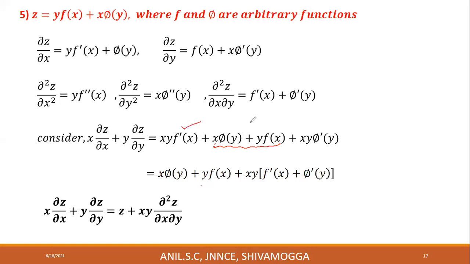From the remaining two terms, you can take xy as a common factor. Here xy is common, here also xy is common. Then what you get within the brackets is f dash x plus phi dash y. Therefore, the left hand side x into del z by del x plus y into del z by del y is equal to x into phi of y plus y into f of x, which is denoted by z. This is the given problem. Plus xy into f dash x plus phi dash y, where f dash x plus phi dash y is del square z divided by del x del y.